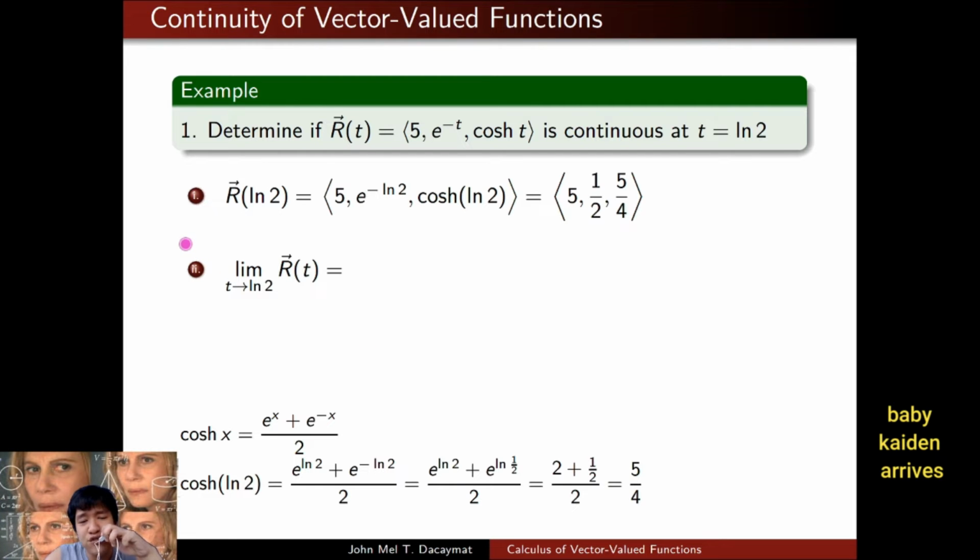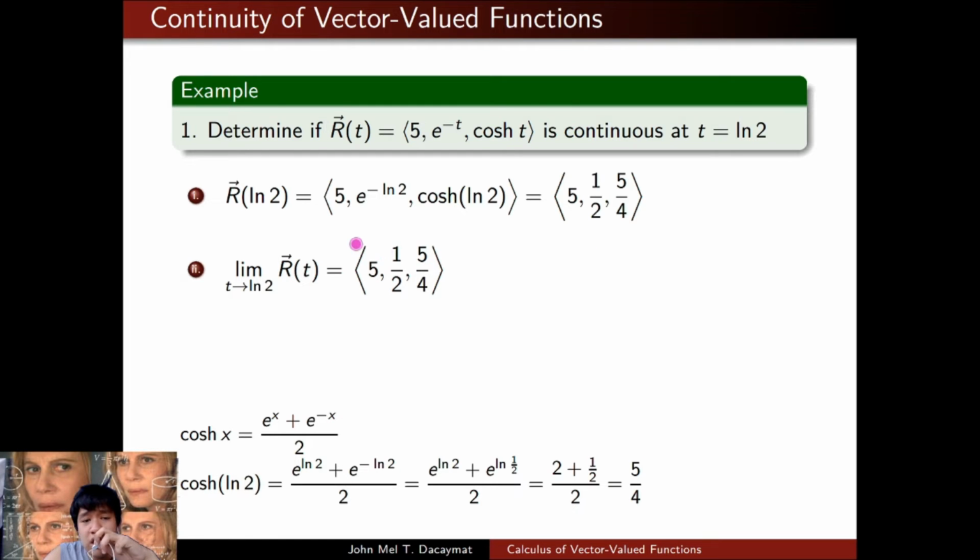Do we have the value for the limit as t goes to ln2? Let's see. When we let t approach ln2 in this vector, we can go straight in. The first component is just a constant, no? So its limit is just itself. For e to the minus t, if you let t approach ln2, you can just plug in ln2 here. So that's the 1 half from earlier. Even in the third one, you can just plug in ln2 for t. You will have a very good value. You won't have any problem. You get the 5/4 from earlier.